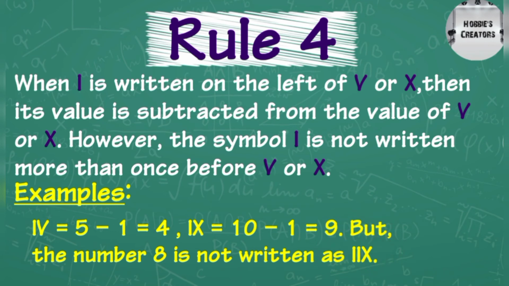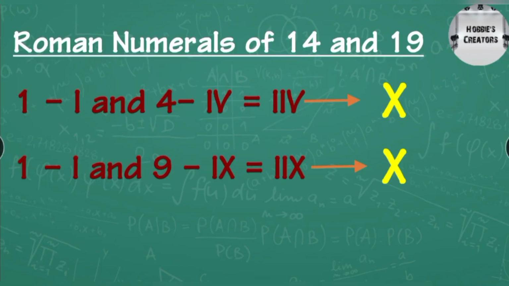Okay. So now I hope you are clear with all these rules. Rule 1, rule 2, rule 3 and rule 4. Okay, so now we can see how to write the Roman numeral for the given numbers. So see here the Roman numeral of 14 and 19.